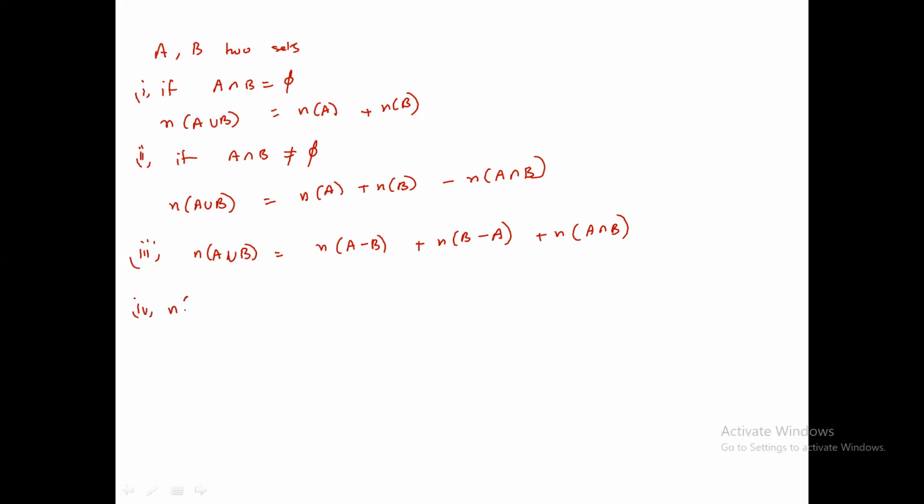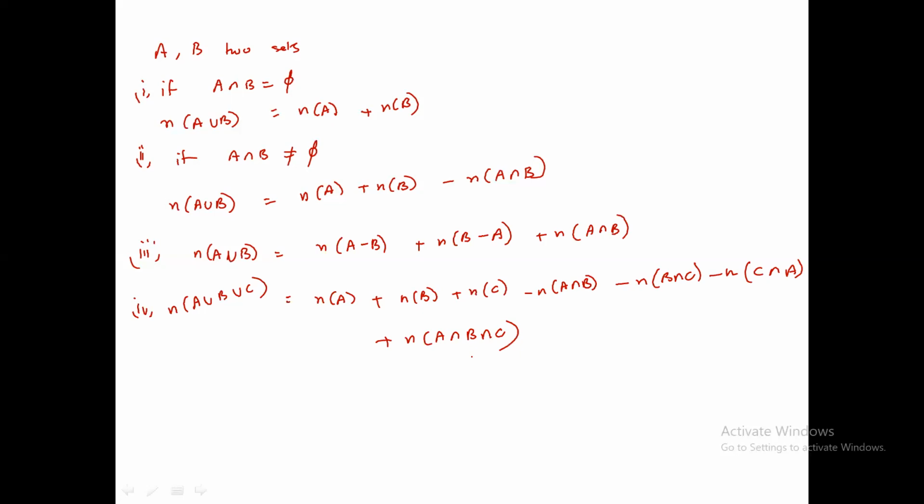Now the other one: the number of elements in A union B union C is the number of elements in A plus the number of elements in B plus the number of elements in C, minus the number of elements in A intersection B, minus the number of elements in B intersection C, minus the number of elements in C intersection A, and finally you add the number of elements in A intersection B intersection C. So these are the formulas which we are going to apply in practical applications.